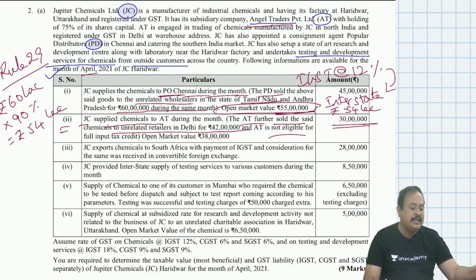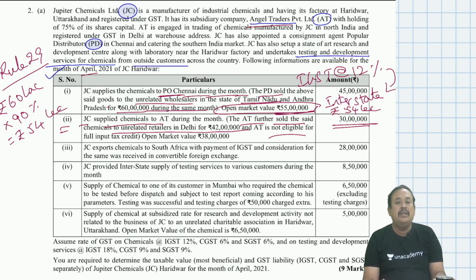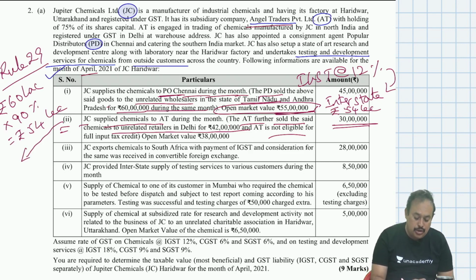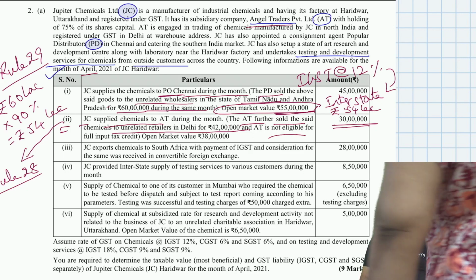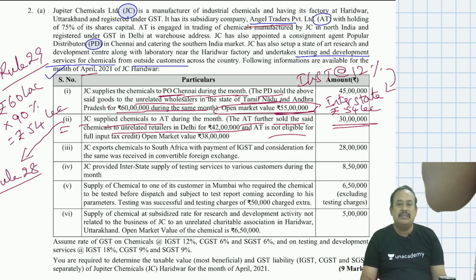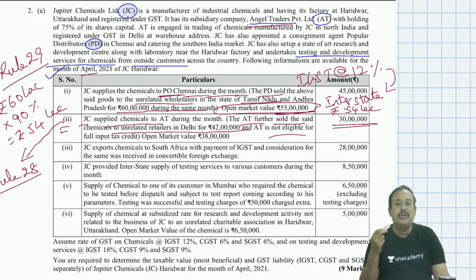In that case, my dear friends, we have the concept here, rule number 28. Point number 2 belongs to rule number 28. Supply of services between related parties or distinct persons. Open market value is to be taken as a final, rule number 28A. Otherwise, proviso to rule number 28, at the option of the supplier, namely here JC, Jupiter Chemicals, they may choose 90% of the price at which the recipient sells to unrelated party.